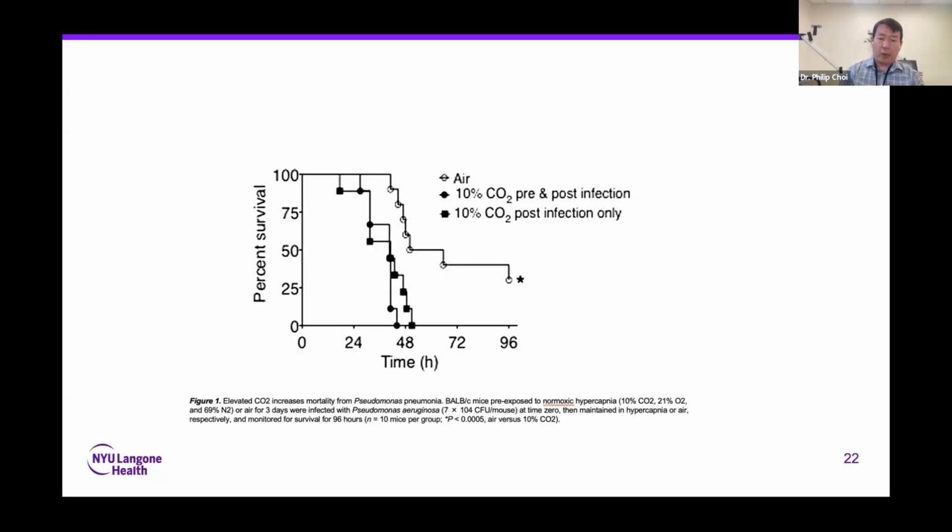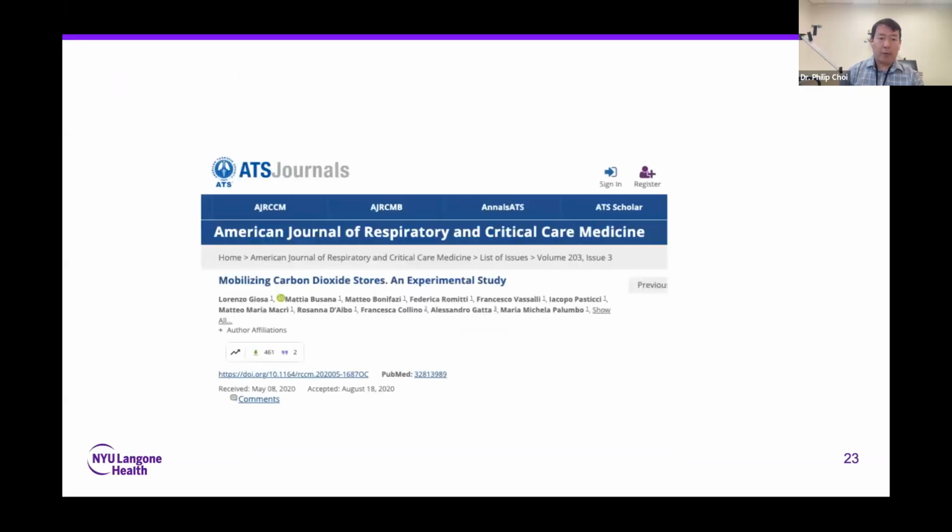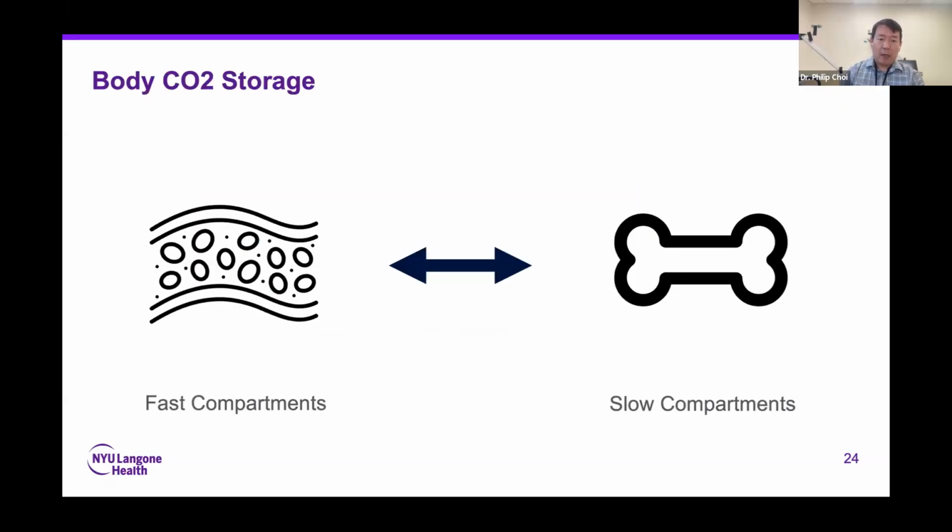And so as we were about to publish our results, we also found this study in the Blue Journal that was looking at mobilization of carbon dioxide stores. So in order to understand this study, it's first important to understand the way that CO2 is stored in the body. There are various body CO2 stores, and we call them different compartments based on how quickly they go in and out of those compartments.